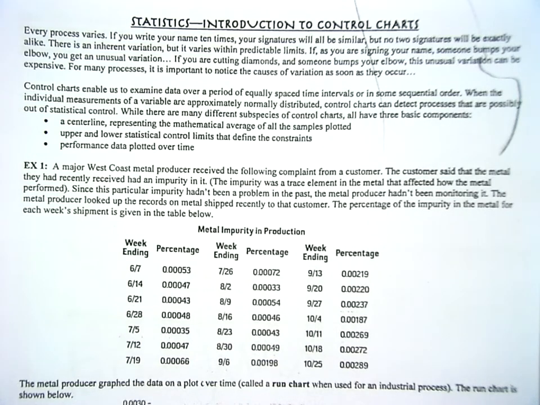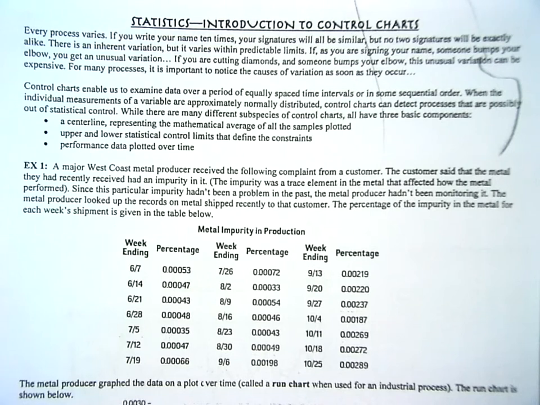All right, let's start. Every process varies. If you write your name 10 times, your signatures will all be similar, but no two signatures will be exactly alike. There is inherent variation, but it varies within predictable limits. If, as you are signing your name, someone bumps your elbow, you get an unusual variation. If you're cutting diamonds and someone bumps your elbow, this unusual variation can be expensive.